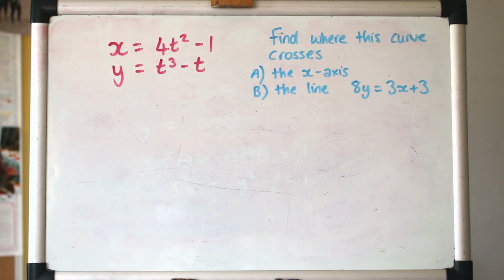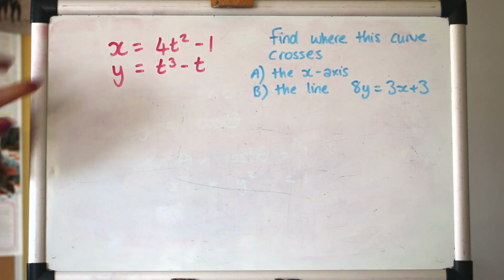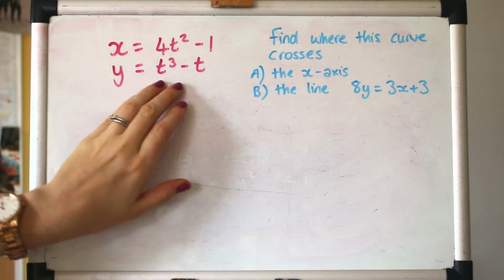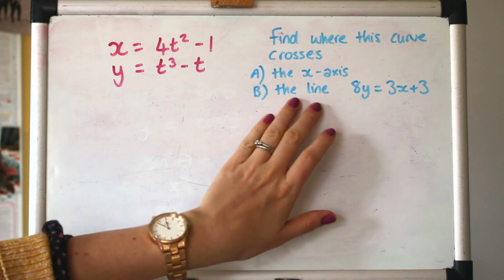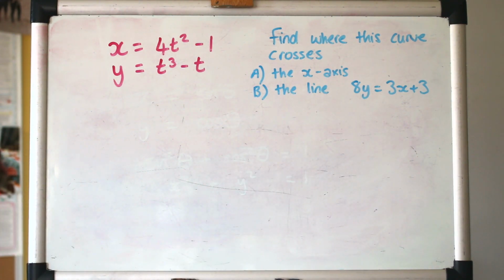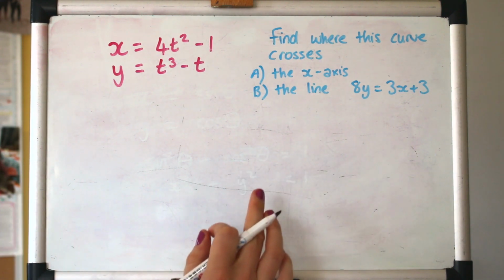Okay, here we've got our first question. So here's some parametric equations again. I'm using t as the parameter this time. That's quite a typical letter to use. And we've got a question here in two parts. Find where the curve crosses the x-axis and another line. So let's take the x-axis first.